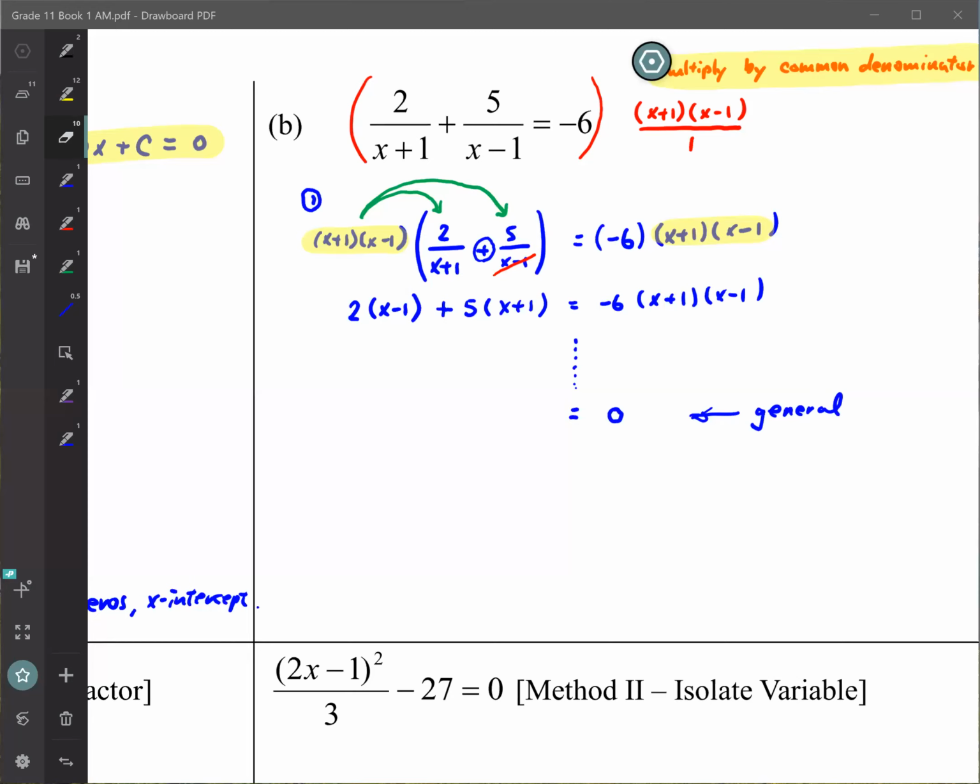Is there anyone having trouble expanding or want to ask any questions? Please raise your hand when you finish getting general form. It doesn't matter right or wrong. Just write down what you think it should be, and then we'll compare answers. If it's wrong, we'll find out which step. We'll go over these steps.